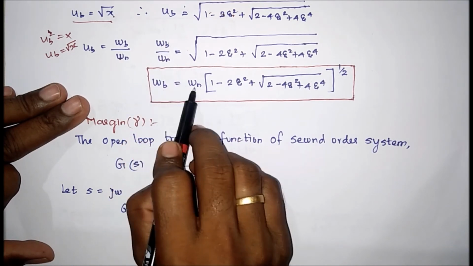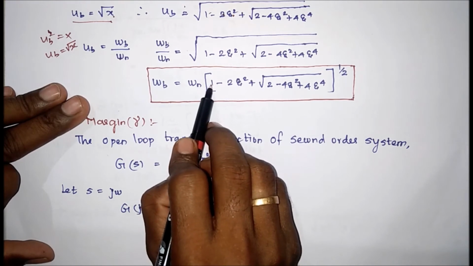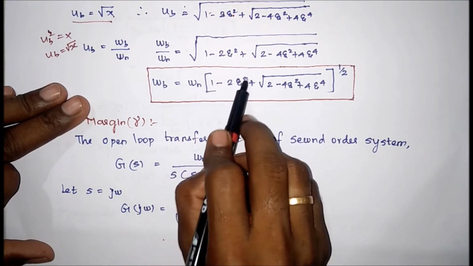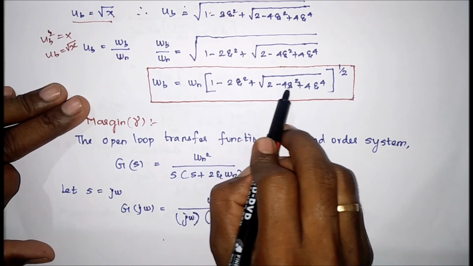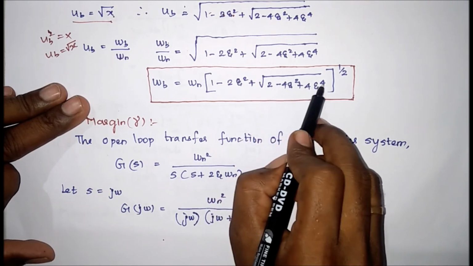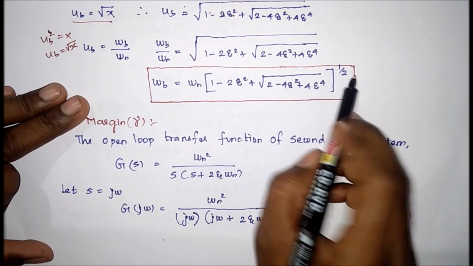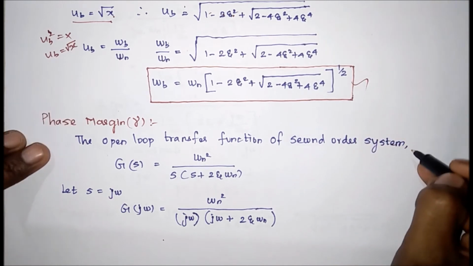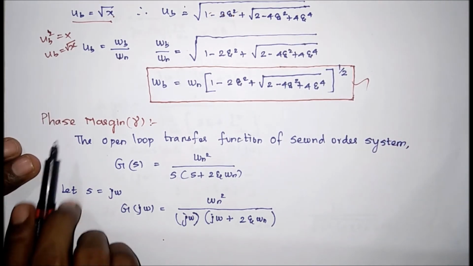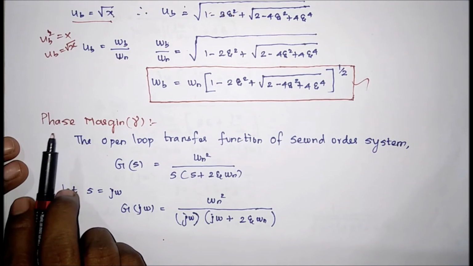So omega b equal to omega n into square root of 1 minus 2 eta square plus square root of 2 minus 4 eta square plus 4 eta power 4, the whole power 1 by 2. So this is nothing but the bandwidth. Next, phase margin. Next concept is phase margin.